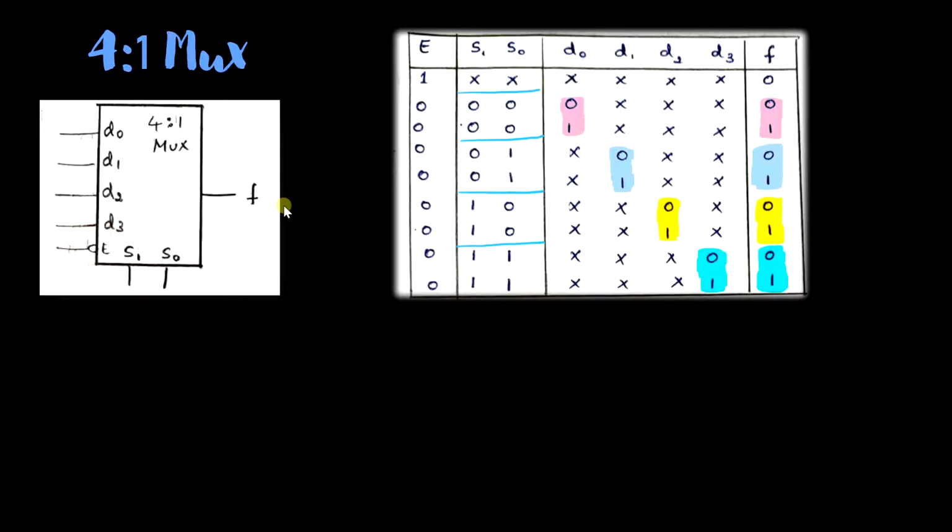Now, if you look at the truth table, you can see that when the enable input is high, or the enable pin is 1, irrespective of the type of the select inputs that you give, the output of the 4:1 mux is going to be 0. If the enable input is equal to 0, then depending upon your select inputs and what is available at the input side, we are going to get the output.